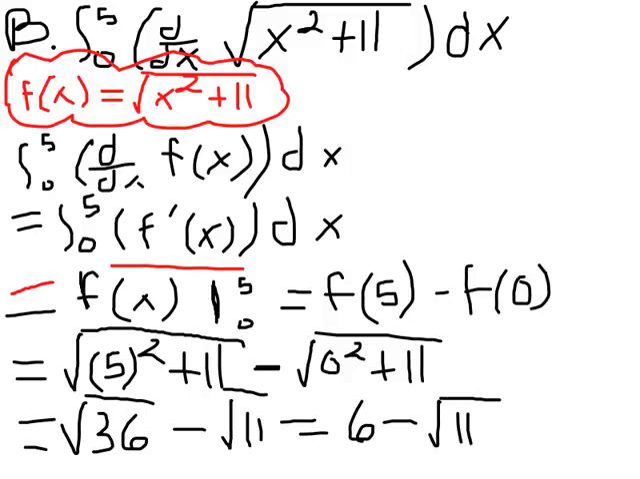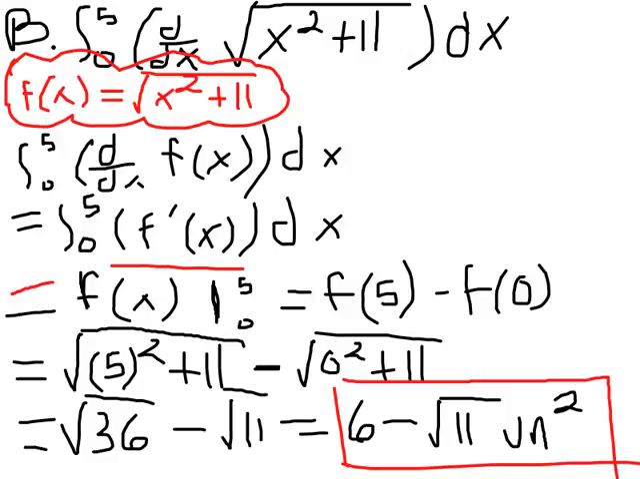Now don't forget to write your units, because as I explained in the first slide, when we have a definite integral, we are looking for area. So we get 6 minus the square root of 11 units squared. Again, make sure you use your units.